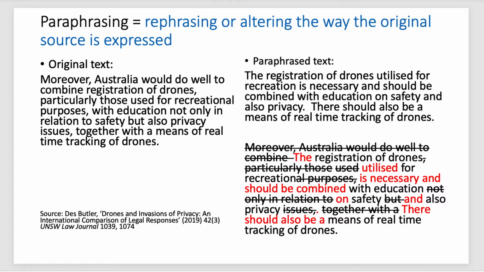But take a look at the second part where it starts with 'there should also be'. So there should also be a means of real-time tracking of drones. Have a look at that and then consider whether that is really a paraphrase source or whether or not there's still a direct quote there. So what we can see there is 'there should also be a' is really just part of expressing the sentence, but the main components of the sentence which tell us the story or the original idea, which is real-time tracking of drones, still remains. That's identical to what was in the previous original version.